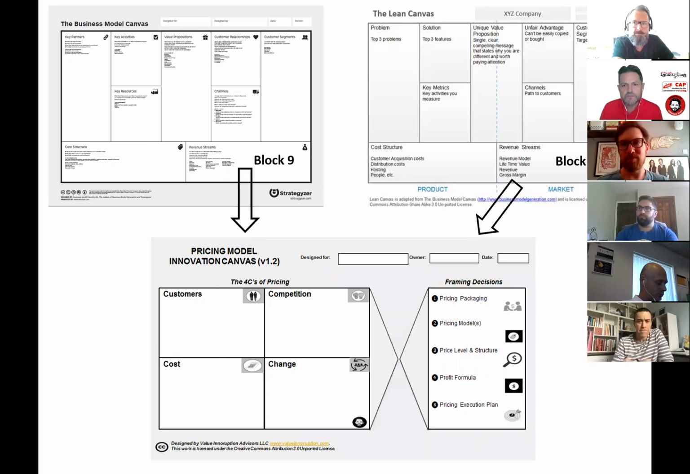Yes, both of these methodologies have a pricing section. They actually call it a revenue management block. So block 9 for revenue streams in the business model canvas, and the revenue streams are pretty much the same in the lean canvas, which is awesome. I think it's a good first step to see that we have a pricing discussion in the framing of new business models, new opportunities, new products, new subscription models, et cetera. But at the end of the day, it's too light.